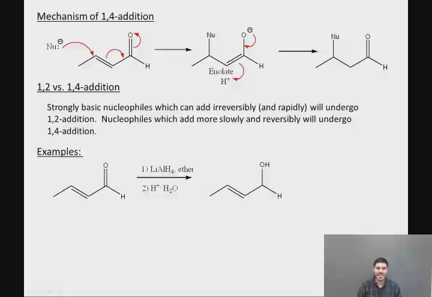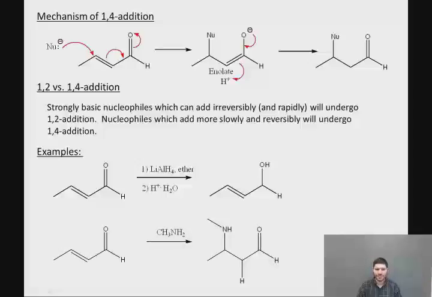Okay, so a couple of examples of this. What's something that adds rapidly and irreversibly to carbonyl groups? Well, lithium aluminum hydride is a good example. So if you take an alpha beta unsaturated aldehyde and add lithium aluminum hydride in ether, followed by the aqueous workup that's necessary for a lithium aluminum hydride reaction, you're going to get neat reduction of the carbonyl group to give the allylic alcohol as the product.